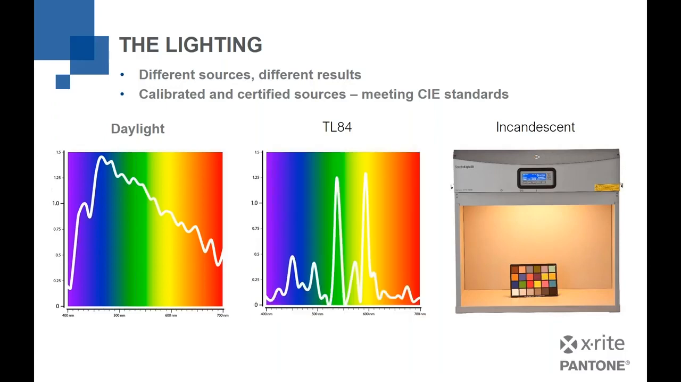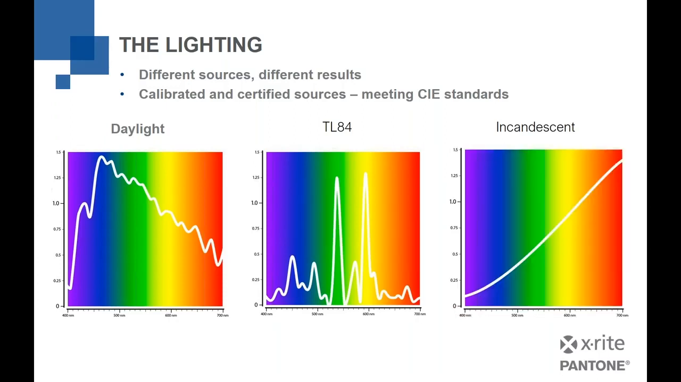TL84 looks like that. You can see it's got some very strong narrow peaks and some very deep valleys in it. And then incandescent light looks like that. So it's very obvious why things might look different under different light sources when they have different amounts of the colors in them. The critical part here is not only that, in the scenario of you looking at the color and your customer looking at the color, you're both looking under the same light source, but that they're calibrated and certified, because otherwise they might just be labeled as daylight.